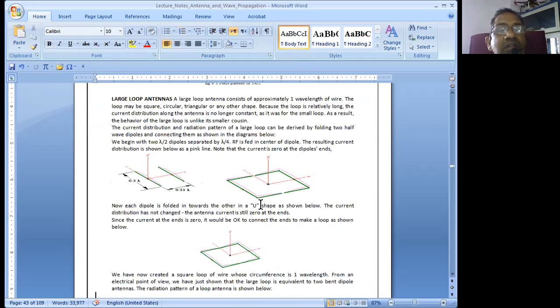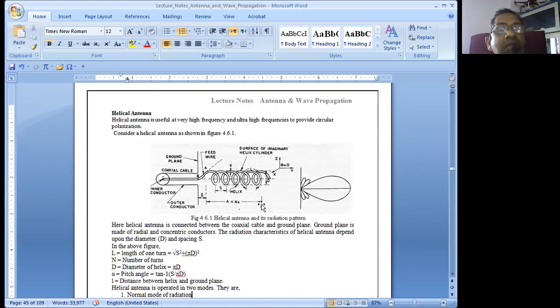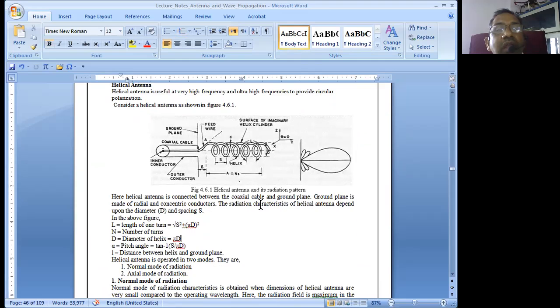And next, the other comparisons we'll see in the next class about far field regions. Okay. Then finally we look into the helical antenna.